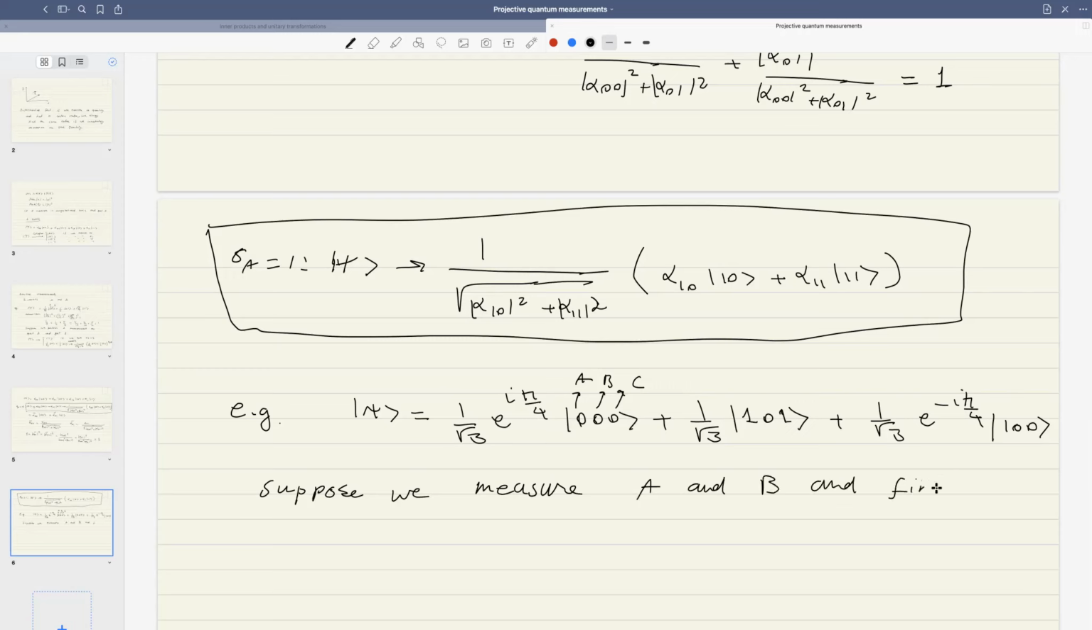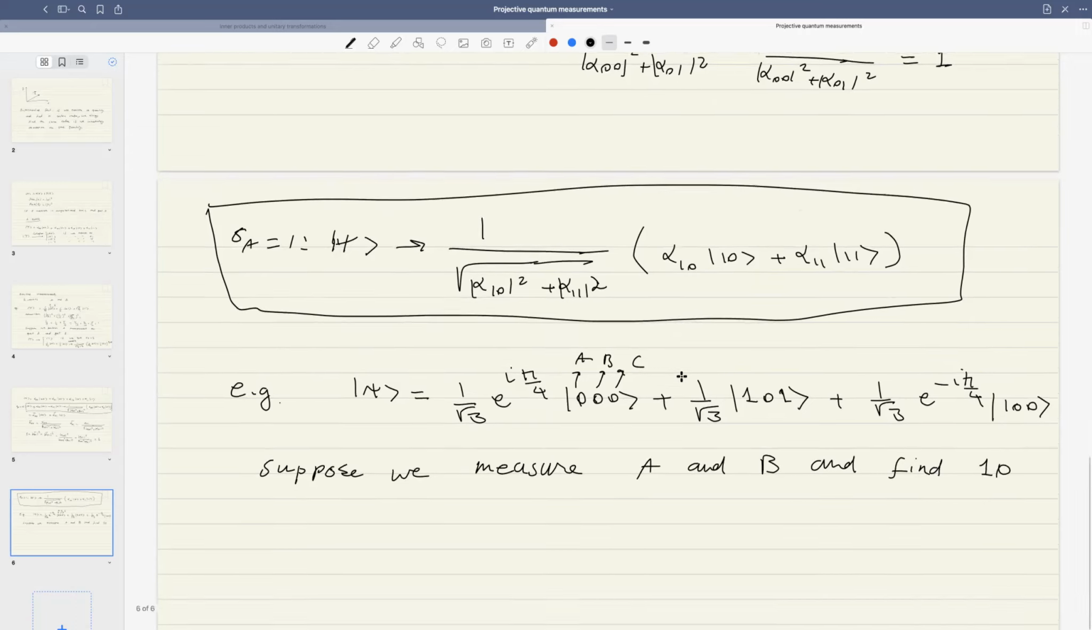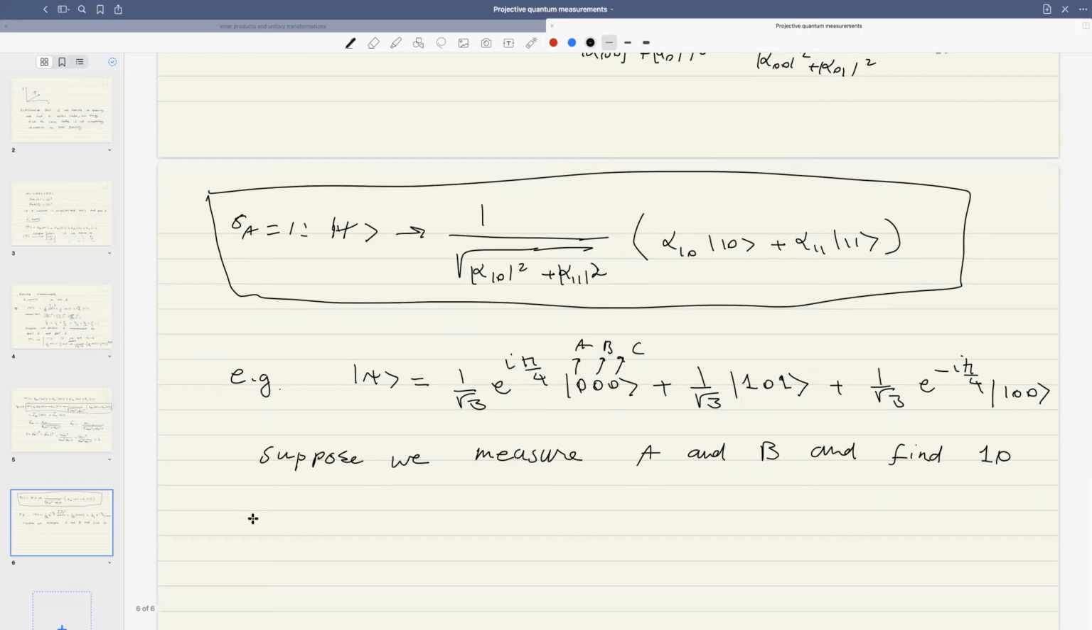And find 1, 0. Right? So we measure the first 2 qubits, we find 1, 0. So what is the post-measurement state? Okay, so I look here. The first one has 0, 0.